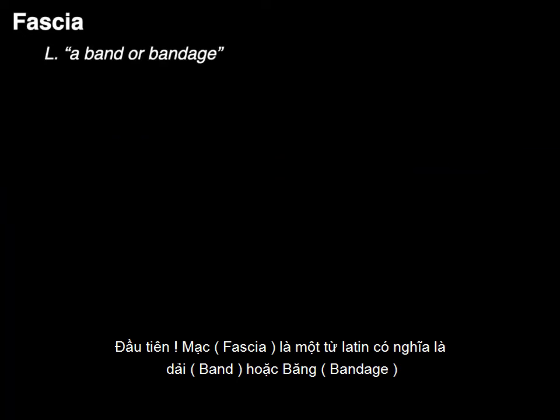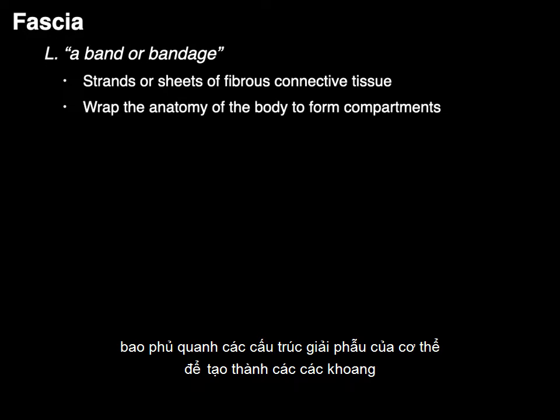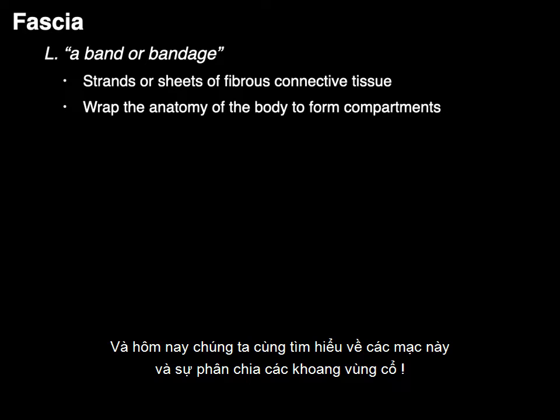So first of all, fascia is Latin for a band or bandage because fascia forms strands or sheets of fibrous or collagenous connective tissue that wrap around the anatomy of the body to form compartments. So today we're going to talk about sheets of connective tissue that form compartments in the neck.